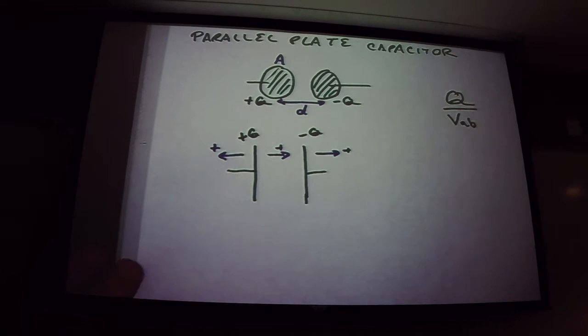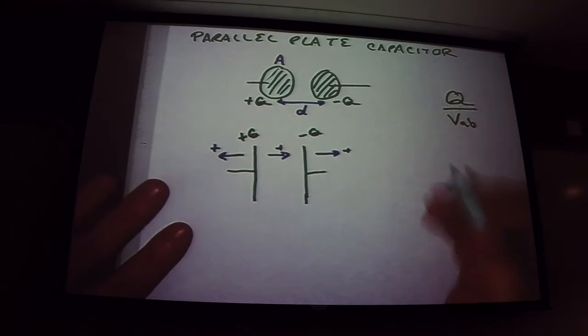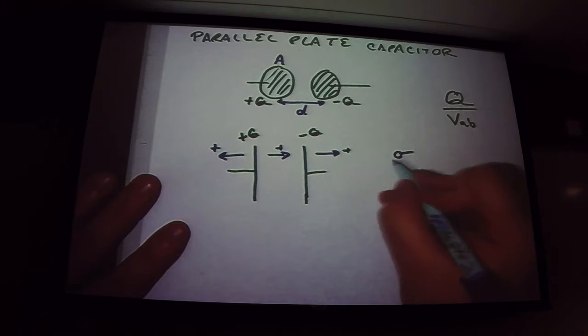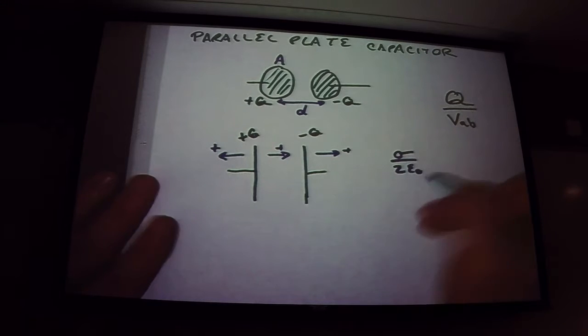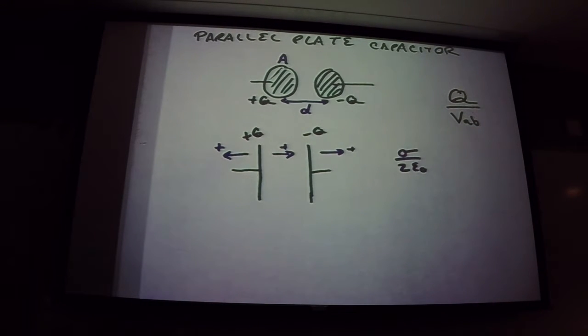Now remember, the electric field for an infinite plate is the same. It doesn't matter how far. So all these three are the same, and they're equal in magnitude to sigma over 2 epsilon naught, and they point in the direction shown.